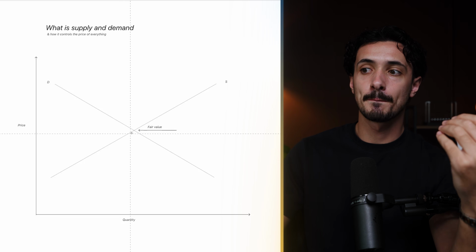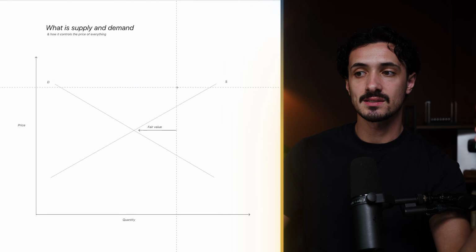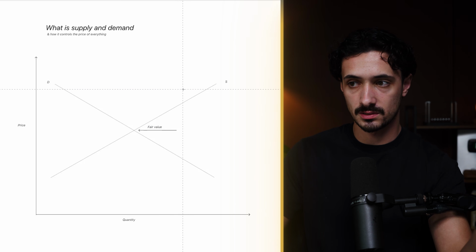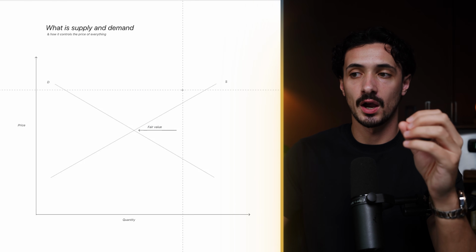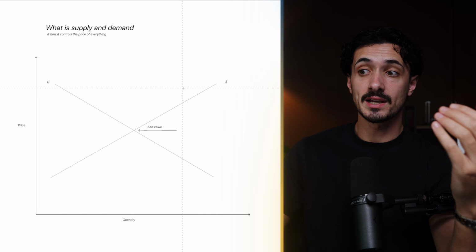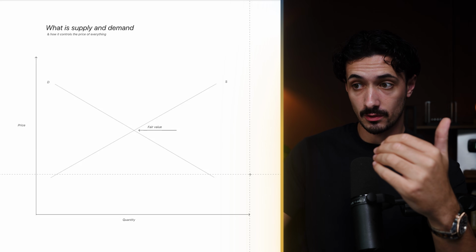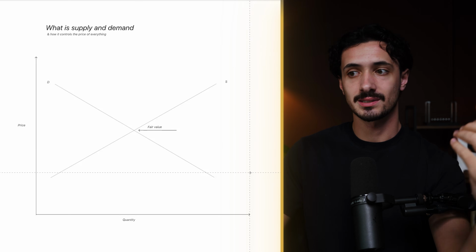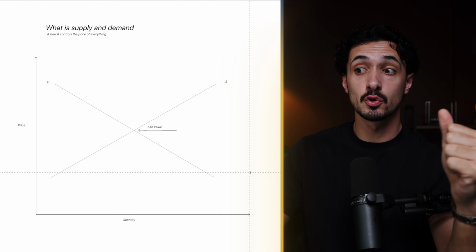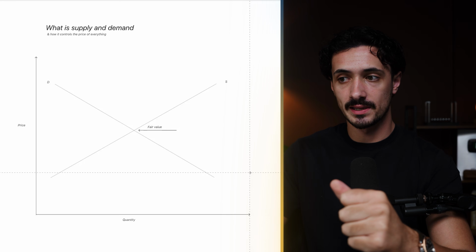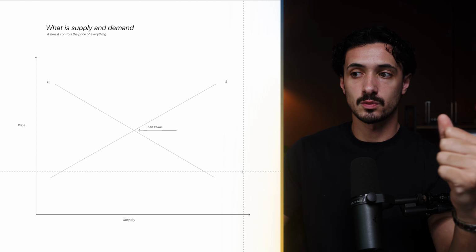When price goes above fair value, sellers are happy, but buyers aren't. There's too much supply and not enough demand. So naturally, price wants to move down. When price trades far below fair value, buyers are excited, but sellers aren't. And therefore, there is too much demand and not enough supply. And so naturally, price wants to move up.